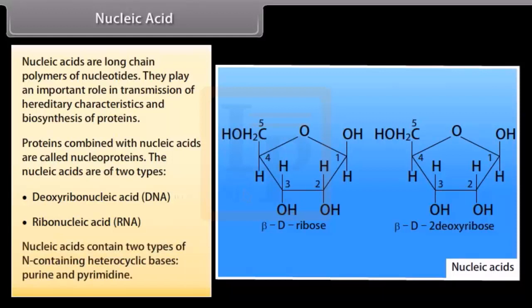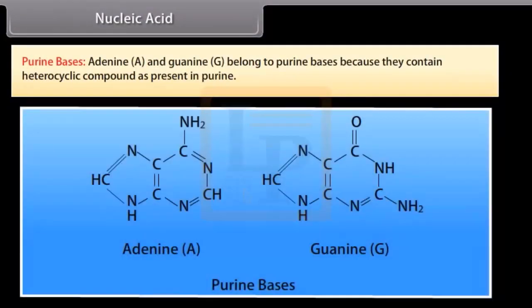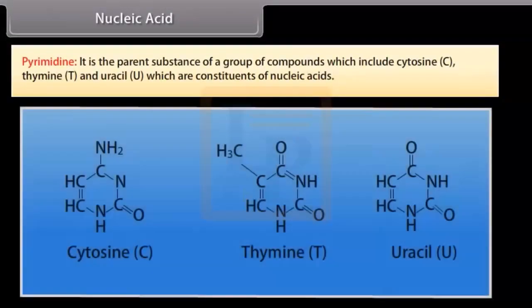Nucleic acids contain two types of N-containing heterocyclic bases, purine and pyrimidine. Purine bases. Adenine and guanine belong to purine bases because they contain heterocyclic compound as present in purine. Pyrimidine. It is the parent substance of a group of compounds which include cytosine, thiamine and uracil, which are constituents of nucleic acids.